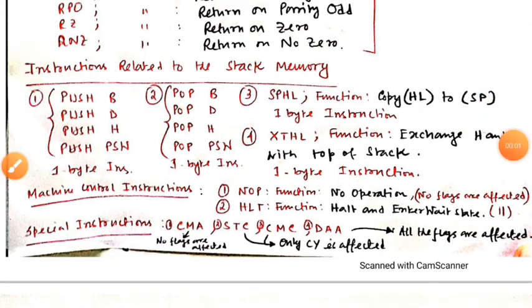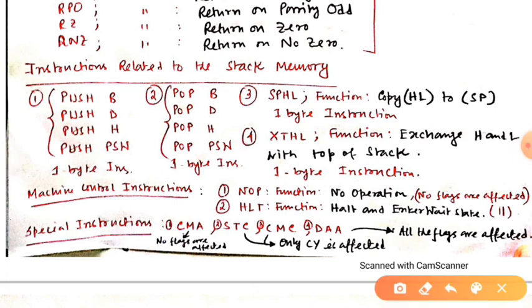On the other hand, the pop instructions read the content from stack memory and store the corresponding content in the register pairs. So we have 4 kinds of pop instructions: pop B, pop D, pop H and pop PSW. In case of pop B, the top 2 memory locations in the stack memory will be read and the corresponding data will be stored in the BC register pair.